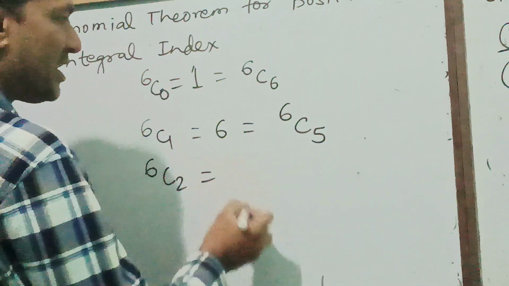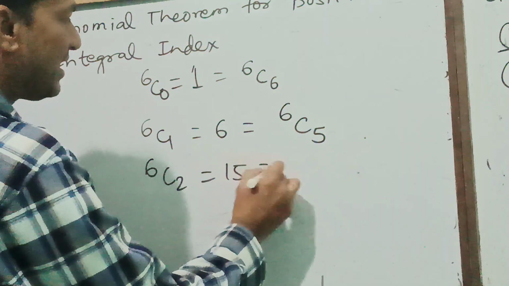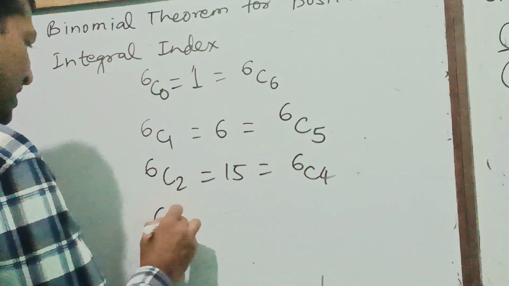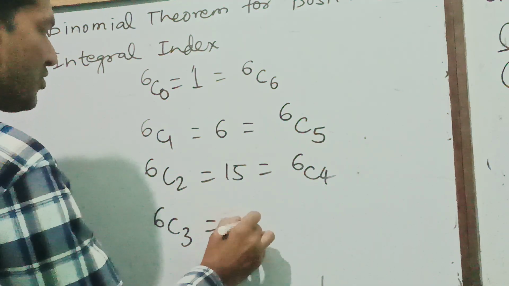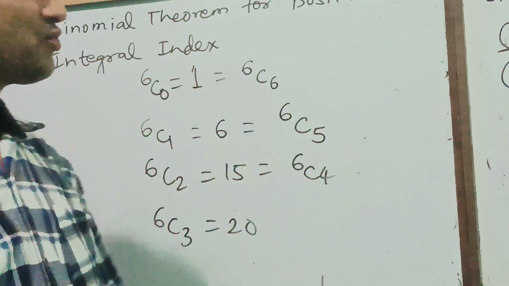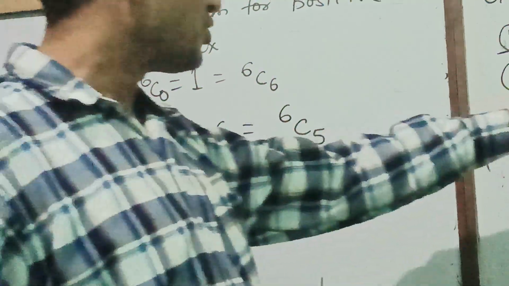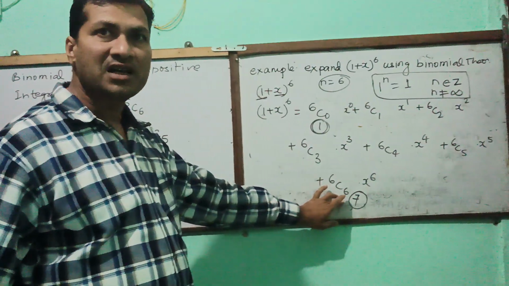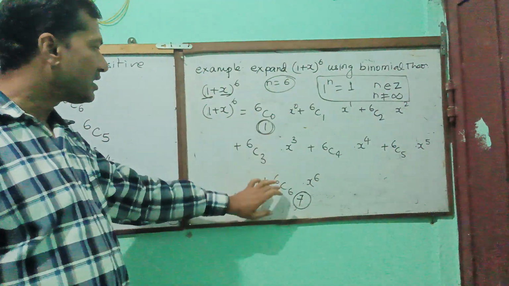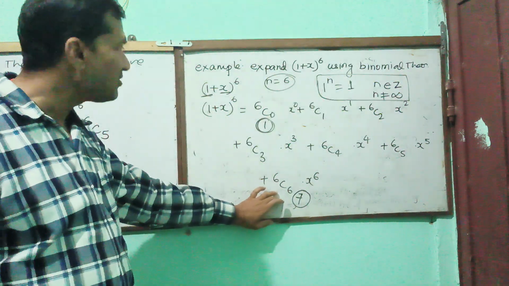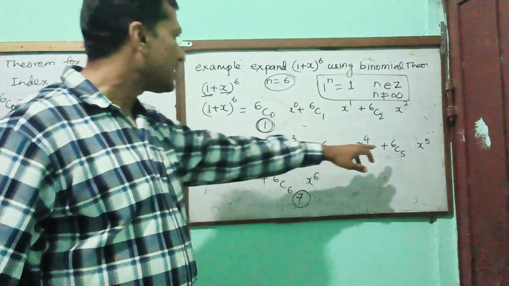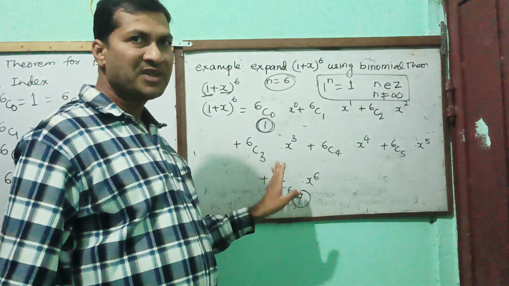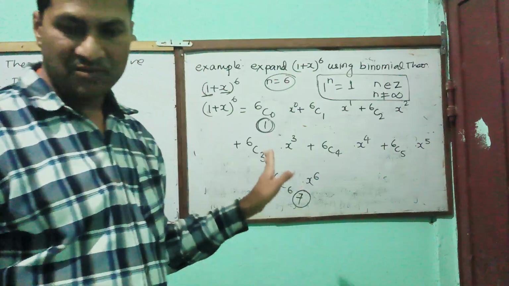6C2 we have got 15, and this is equal to 6C4. And the last one, 6C3 is equal to 20. So simply, one more property we are going to deal with. 6C0, the first term and the last term, the coefficients are same. Second term and second last term, the coefficients are same. Third term and third last term, the coefficients are same.